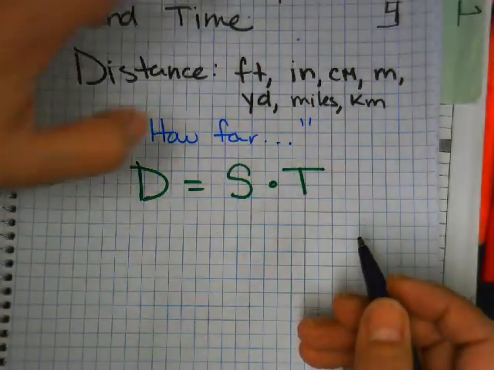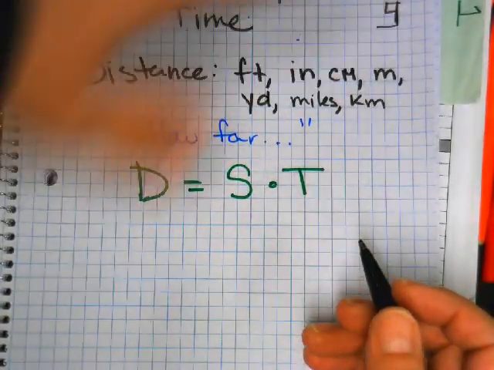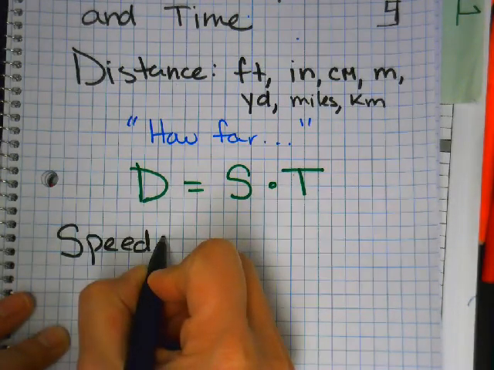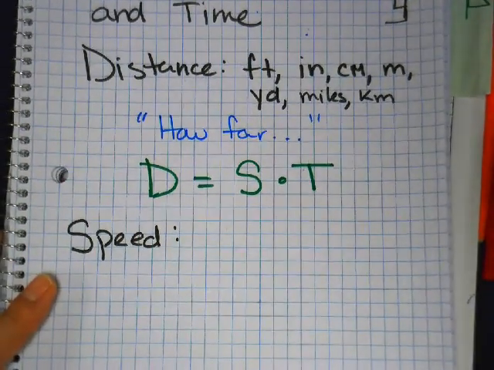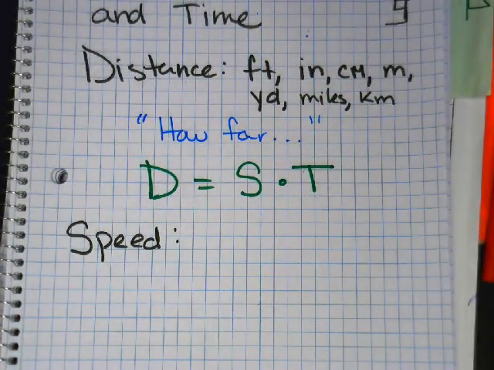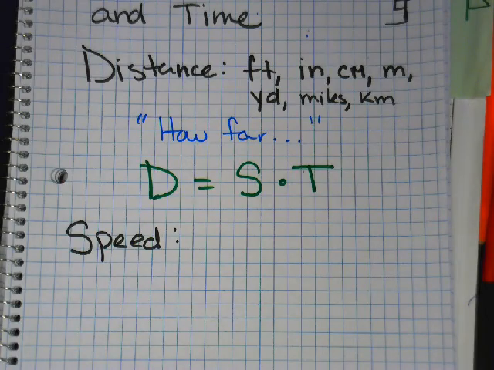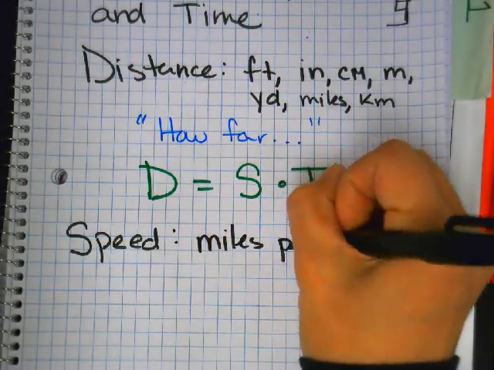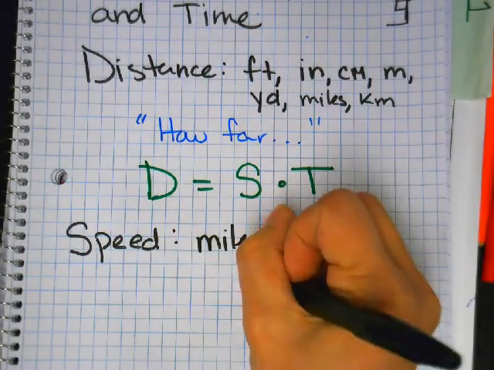Okay, distance is feet, inches, centimeters, meters, yards, miles. Okay, the next word is speed. How do I measure speed? What units do I use for speed? Yes. There's other ones. Miles per hour, abbreviated as MPH.